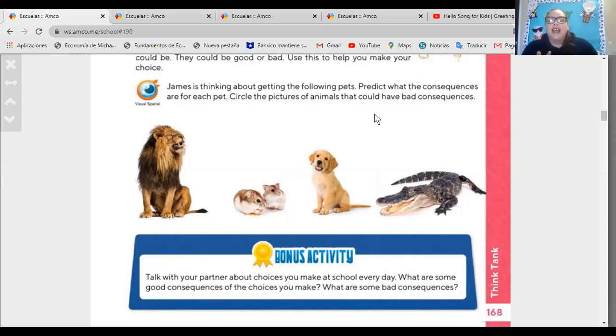Well, our fourth option or choice is a crocodile. Oh my gosh. I love crocodiles, but I won't have one as a pet. I think that they can eat everything and probably they will eat my furniture. So for me, having a crocodile as a pet will have a bad consequence. So I will circle it.